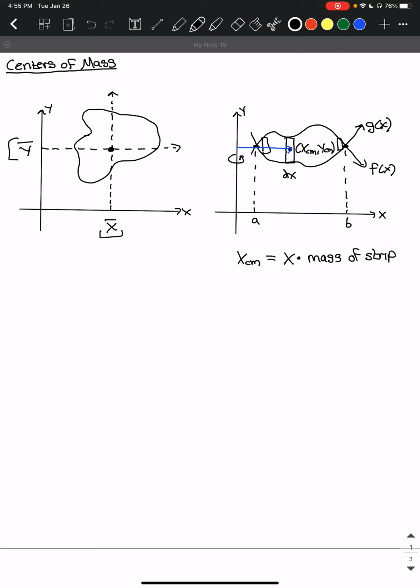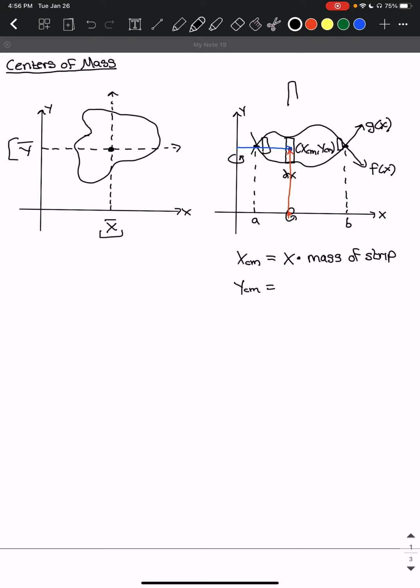Okay, so that's the x center of mass. The y center of mass is the same thing, but this represents the propensity for the object to want to tilt about the x-axis. So I'm going instead to look for the distance between here and the proposed center of mass of this strip. Now, if you think about it purely geometrically, the center of mass of the strip here is going to be exactly halfway along the strip vertically, right?